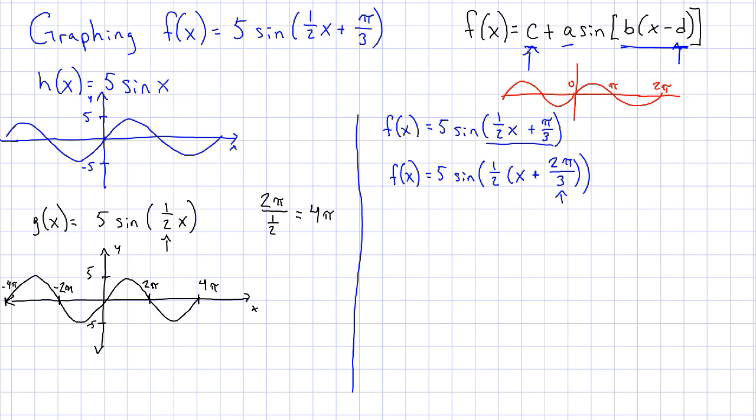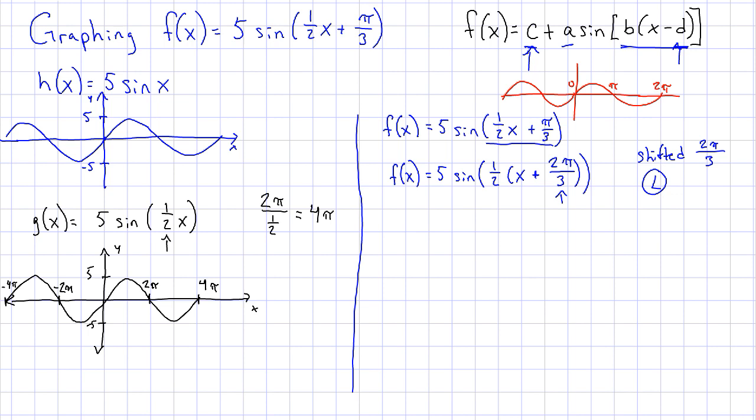Because it is a positive value, the thing about these is that it goes the opposite direction you think it should go in. So this is a positive value, so my function here is going to be shifted to the left. So shifted 2 pi over 3 left. All right, so now I'm in good shape.